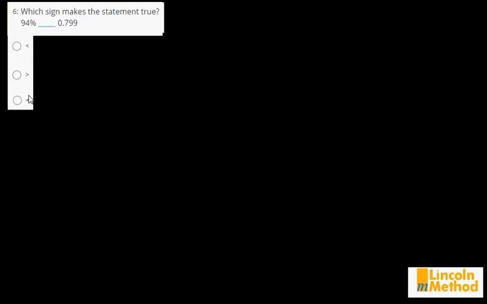Wait, can we really compare both of them? 94 is given to us as a percentage, but the other quantity is a decimal number. They're not written down in the same form. And how can you compare anything that is not alike?